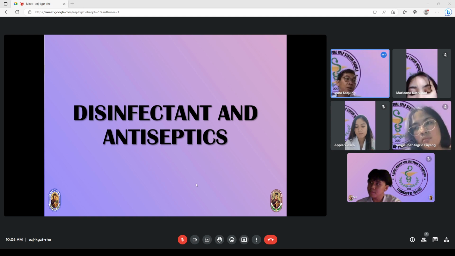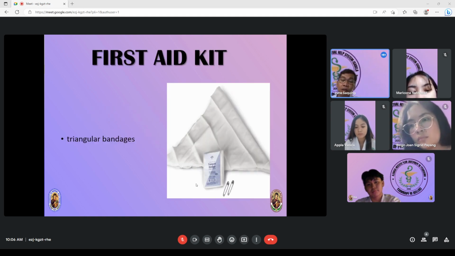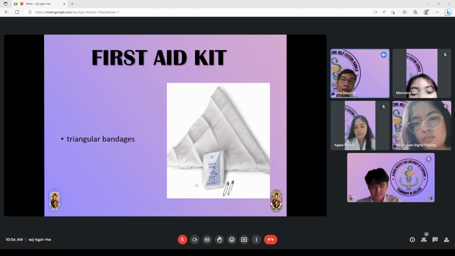So another is the triangular bandages. Triangular bandages are used to support or to apply to the affected areas. And also included in the kit are the emergency drugs, for example, clonidine or Catapres.